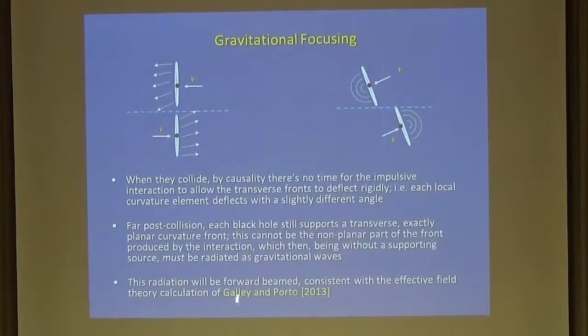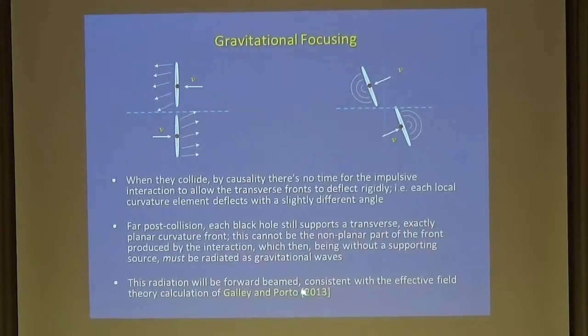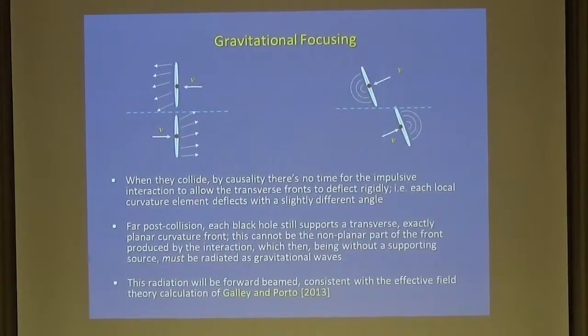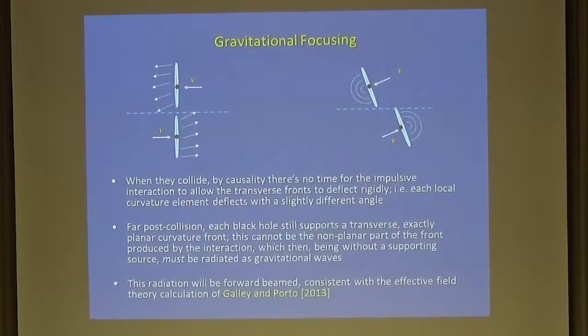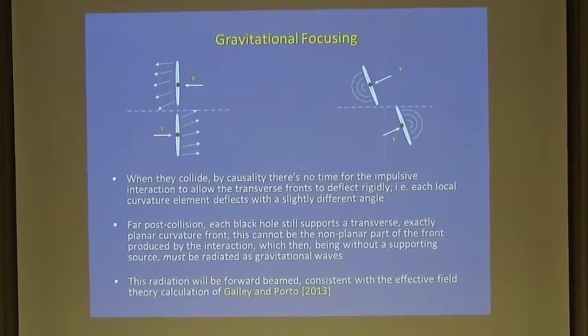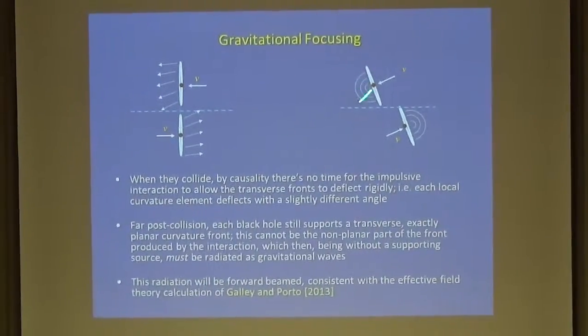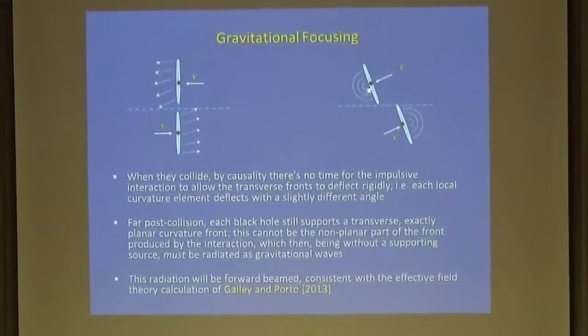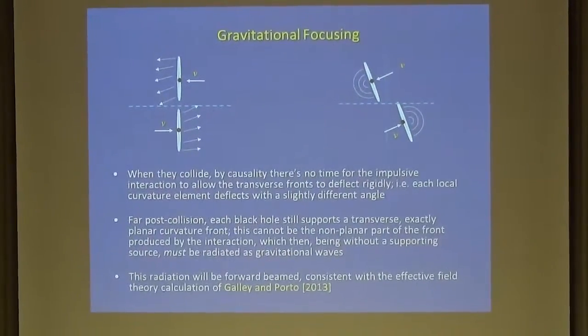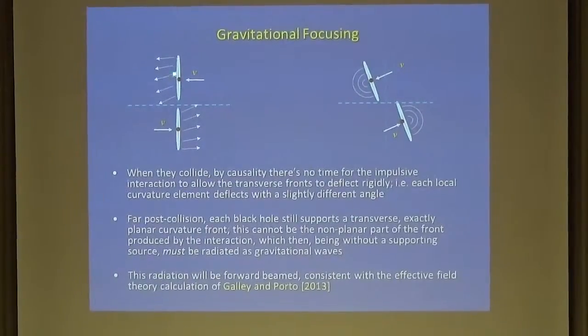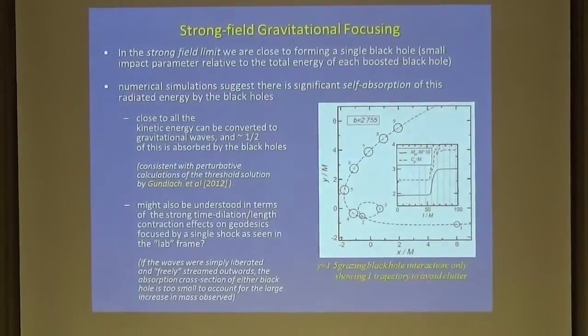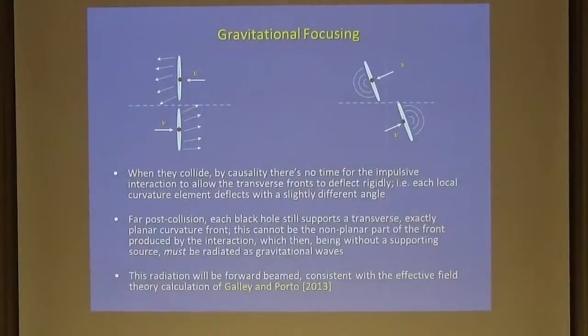Another calculation that's also consistent with this was this effective field theory work by Galley and Porter. They again took this ultra-relativistic scattering problem, with a large impact parameter, and they found that the radiation was strongly forward beamed in this direction. Again, this is quite consistent with the picture that the reason the radiation is being beamed is that curvature elements can convert to radiation, but in the direction of focusing.